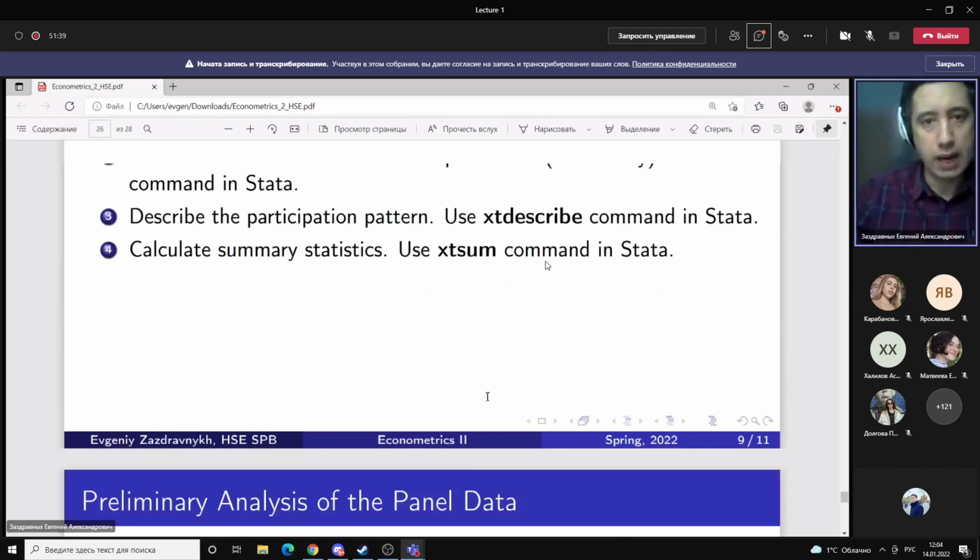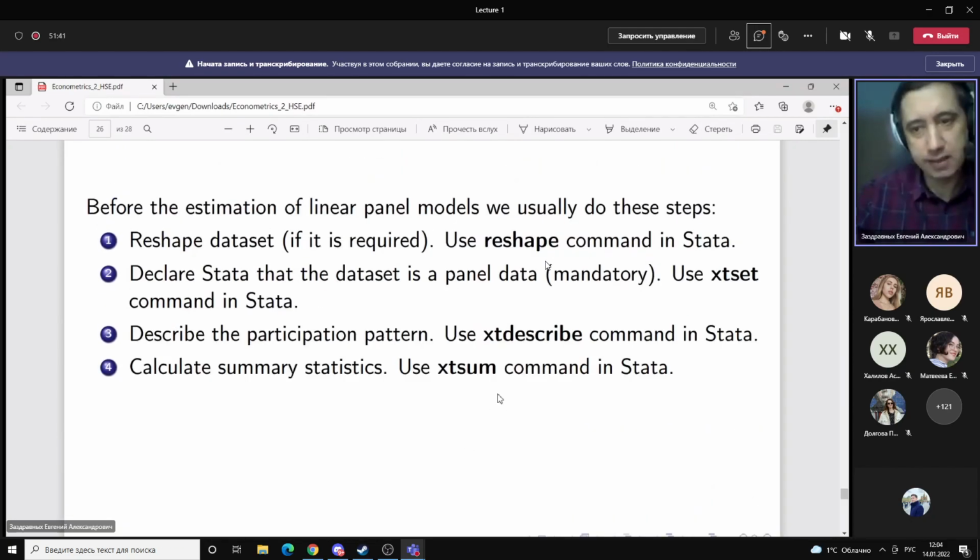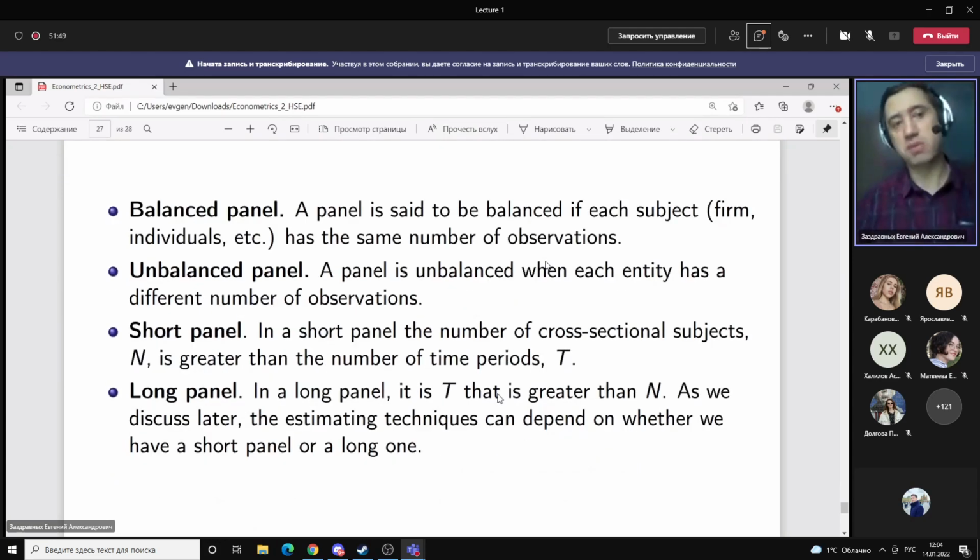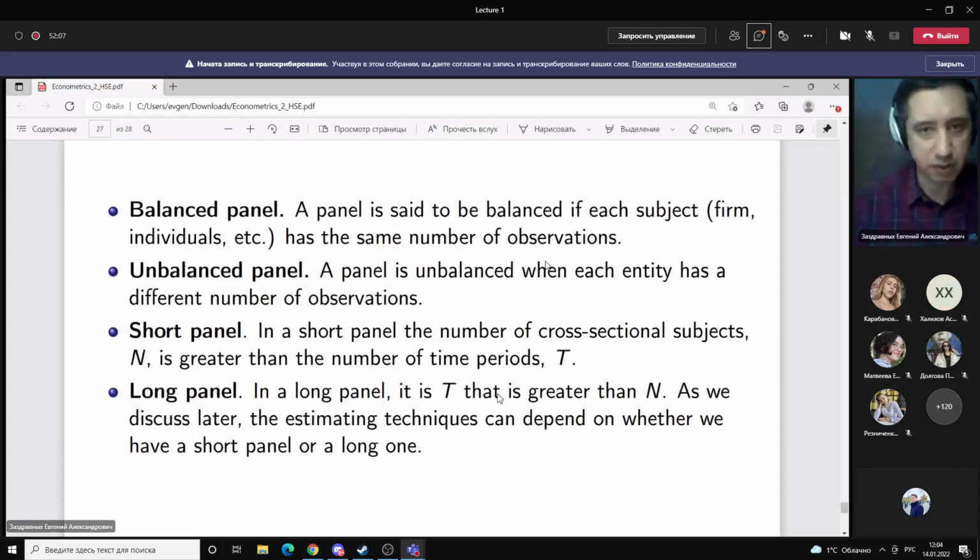Well, before using these commands in practice, let me give you four important definitions. First, you should distinguish between a balanced panel and an unbalanced panel. A panel is balanced when we observe each subject the same number of periods. If I survey all students from management every week, I will get a balanced panel. There is also an unbalanced panel. A panel is unbalanced when each entity has a different number of observations.